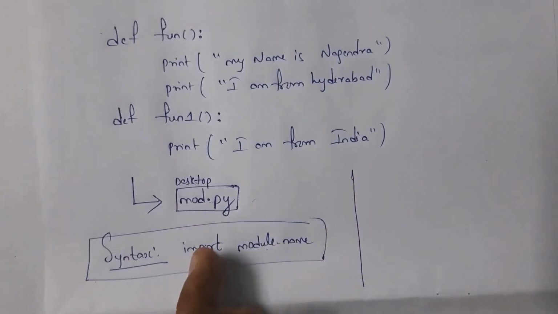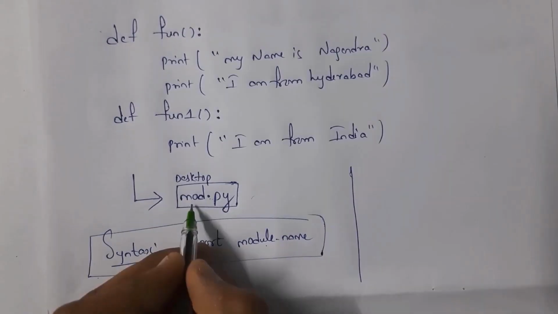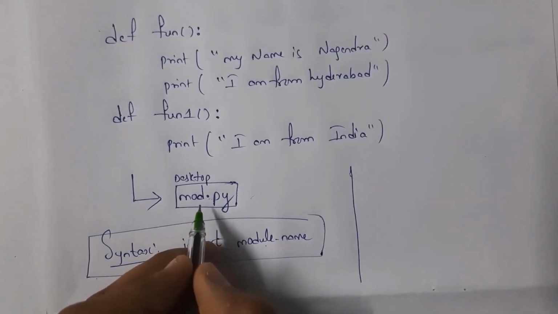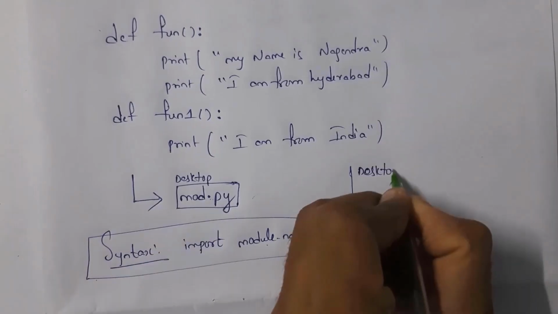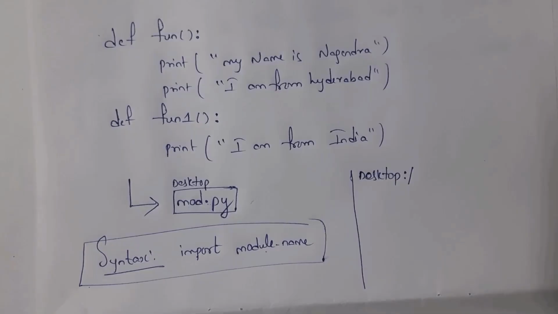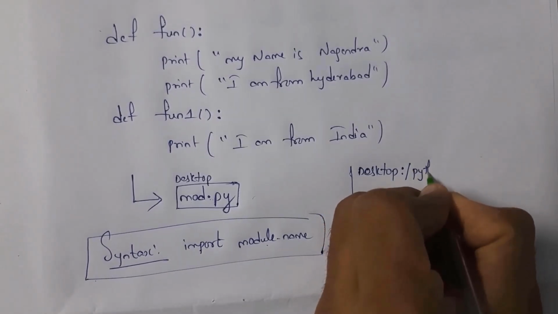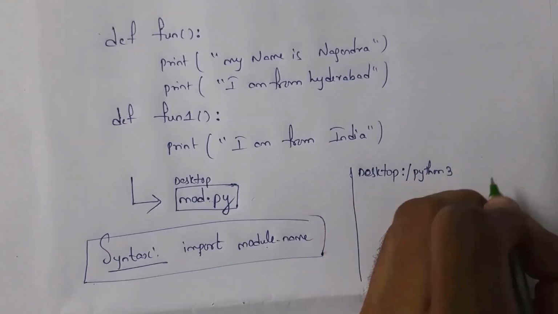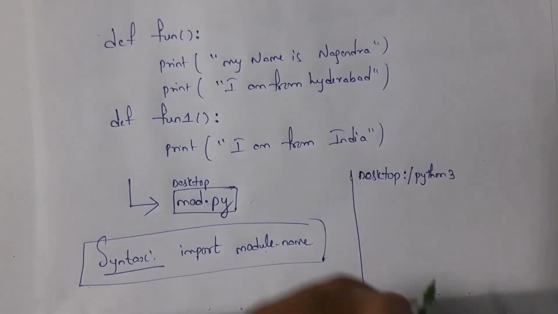Now open a terminal in the same location. For example, I saved this file in the desktop location, so you need to open the command prompt in the same location. I opened the command prompt in the desktop location. Now we need to open Python in the command prompt. Just write python3, that is the Python 3rd version, and click enter. Whenever you click enter, it will open Python 3.